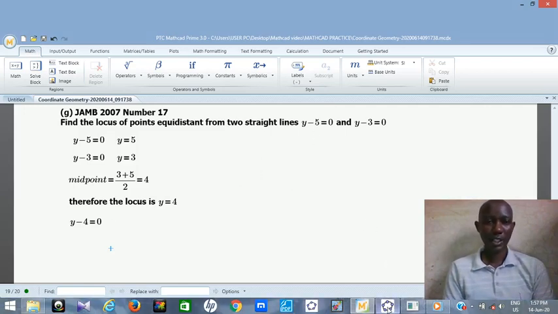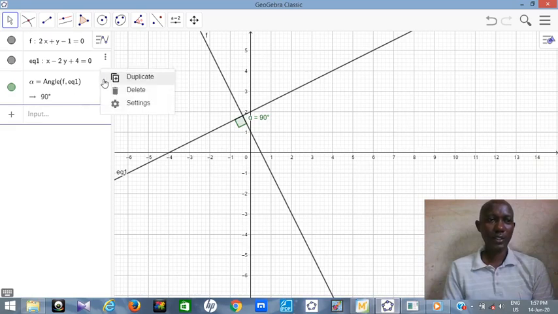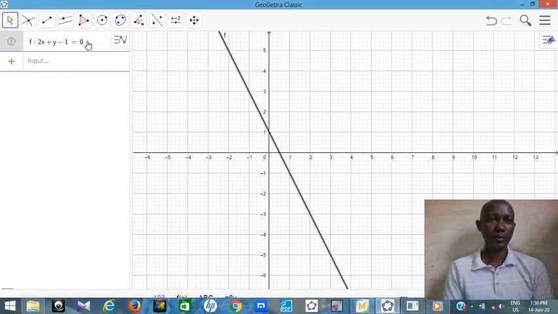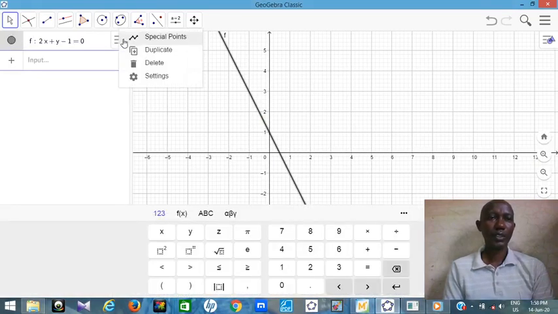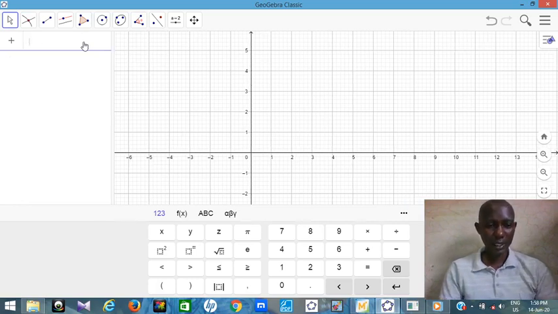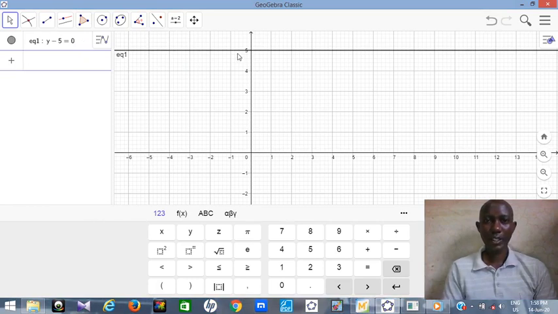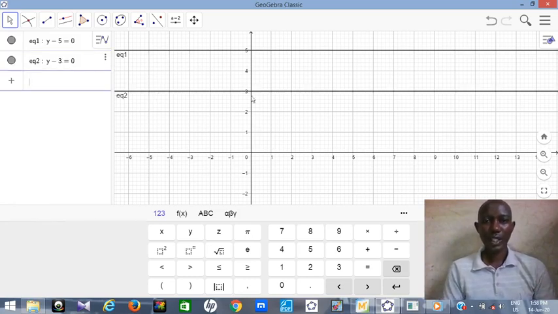We can also check and be sure that we are correct before we go. Remember, the first line says y minus 5 equals 0. You can see the line passes through the y axis at point 5. Then y minus 3 equals 0. So the middle, you don't even need to solve. You can see that 4 is at the middle of 3 and 5. That's what we got.